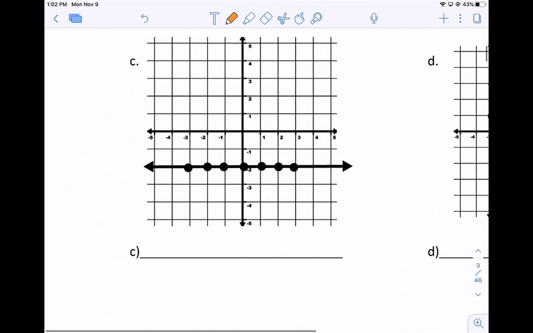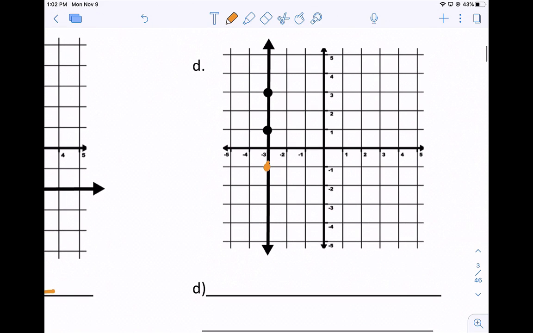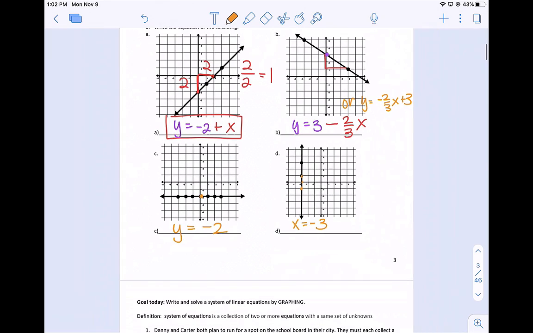All right, let's take a look at this line right here. The y-intercept is 2 and the slope is 0. So it's just y equals -2. And this one is our vertical line, and all along this line the x values are -3. So again, if it's a y line, it's going to be flat or horizontal. If it's an x line, it will be vertical or straight up and down.